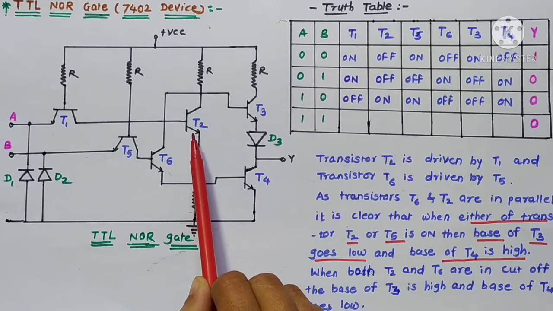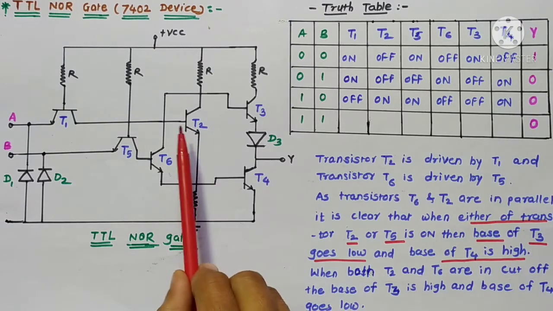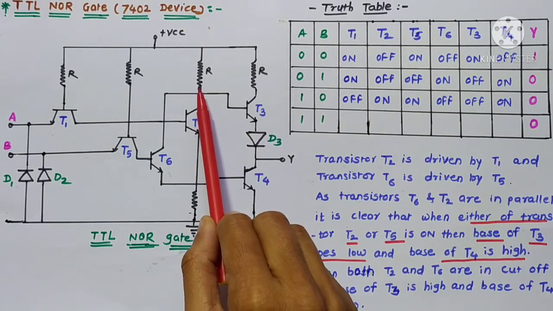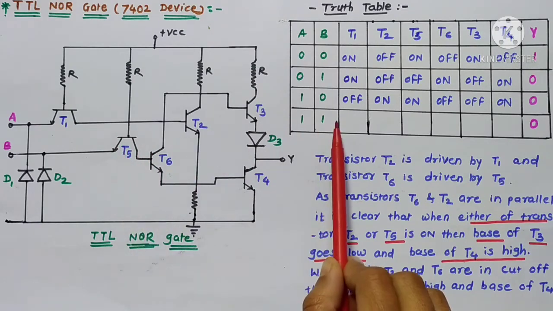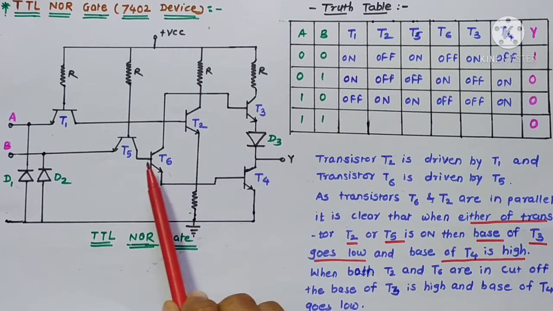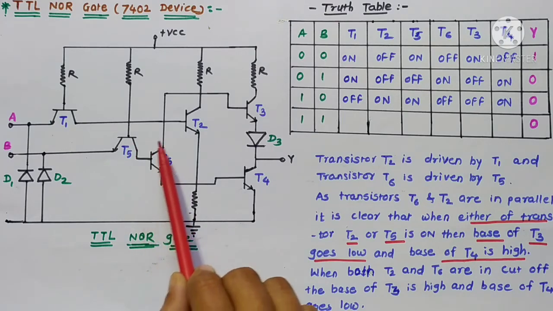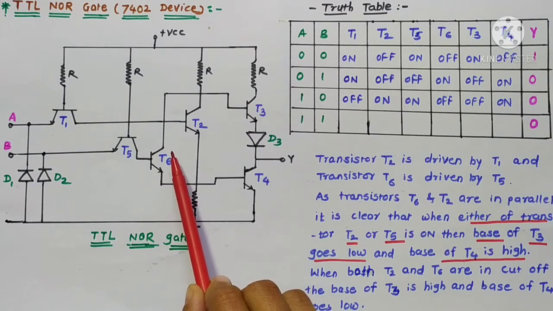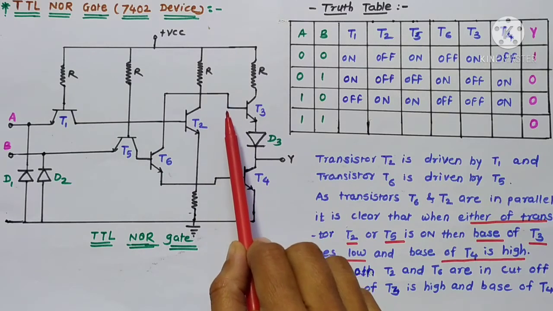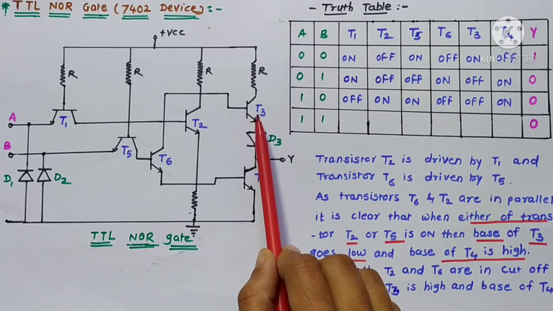As the transistor T2 switches on, its collector goes low. In the similar way, T5 is also off. When T5 is in cutoff, its collector is high, and as the collector of T5 is given to the base of transistor T6, the base of transistor T6 is high, its collector goes low and it is given to the base of transistor T3. It will make transistor T3 off.